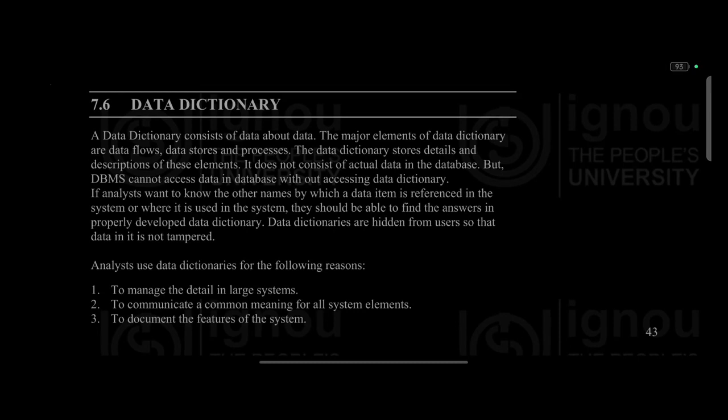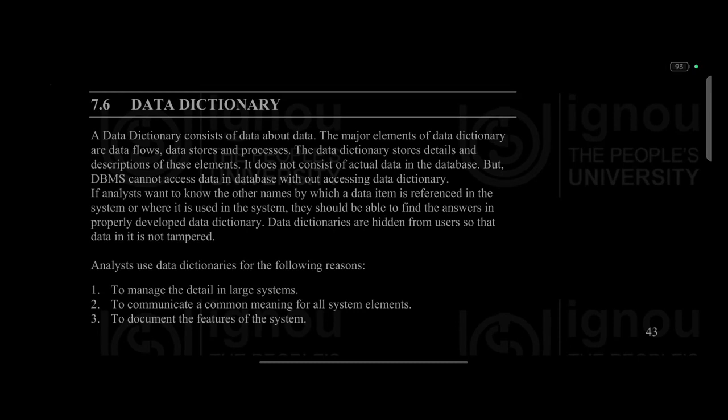It does not consist of actual data in the database, but the DBMS cannot access data in the database without accessing the data dictionary. If analysts want to know the other names by which a data item is referenced in the system or where it is used in the system, they should be able to find the answers in a properly developed data dictionary. Data dictionaries are hidden from users so that the data in it is not tampered.